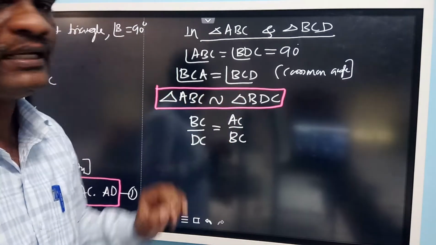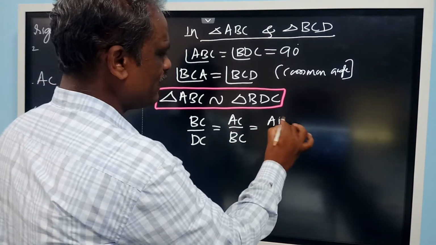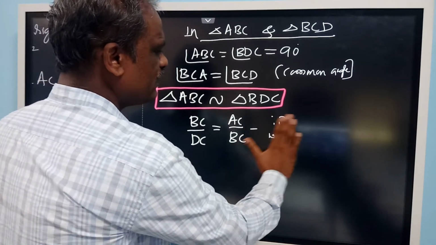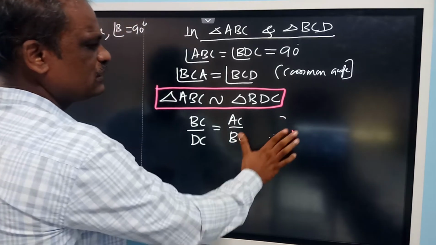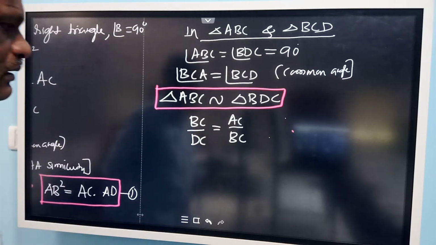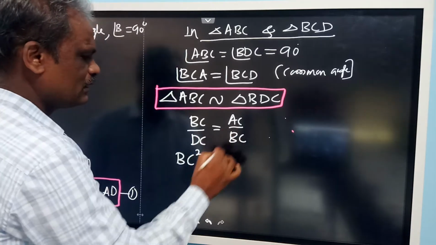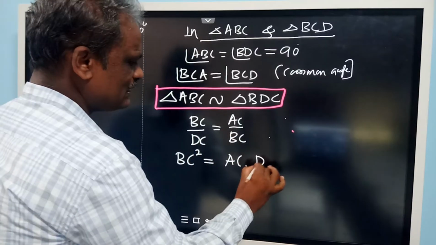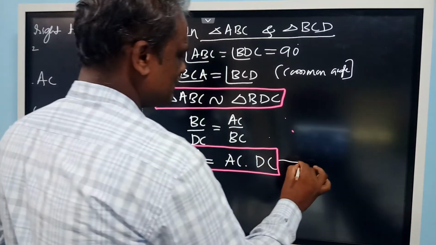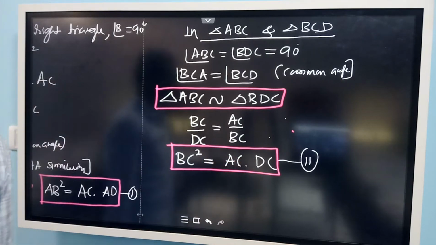One more also you will get, AB by BD, first two. But this is not having BC, therefore you can remove this one. No need of writing this one. Only two ratios enough for us, the two ratios which contain BC as a side. Now cross multiply this one. BC into BC, BC square, is equal to AC into DC. So this is the second equation. So you got BC square is equal to AC into DC.